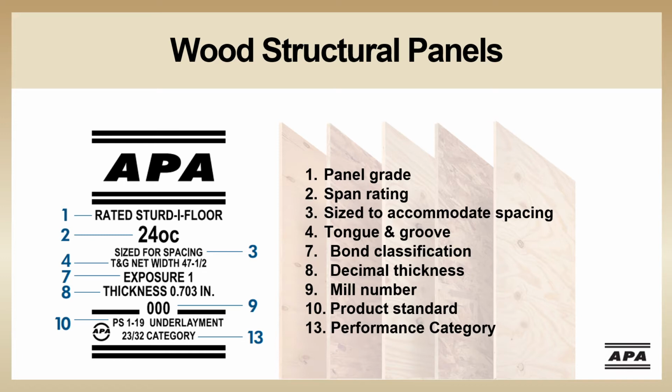Next, we see that this product has tongue and grooved edges so that one panel can provide support to adjoining panels with the net width of the surface being 47.5 inches. The bond classification relates to the moisture resistance of the glue bond. Numbers 8 and 9 give the minimum thickness of the panel and the manufacturer's identification number. The lower part of the stamp includes the standards the product was manufactured to, which in this case is PS 1, and the performance category as related to the panel thickness range, which in this case is 23/32.